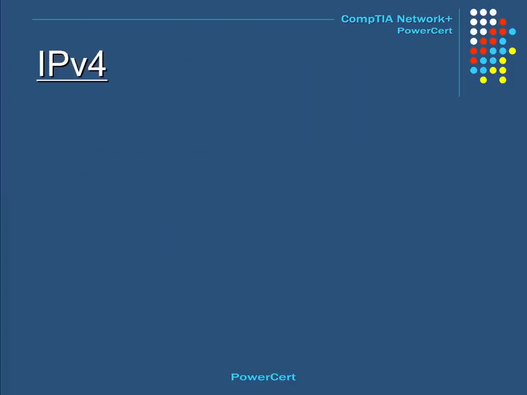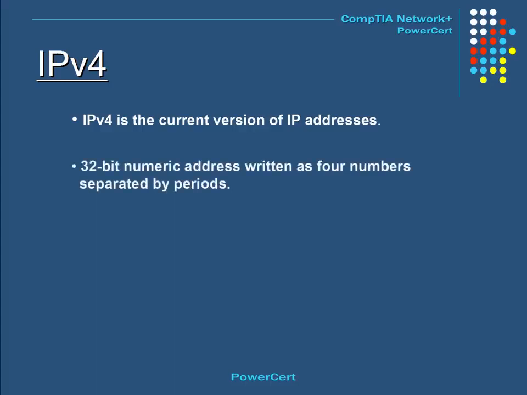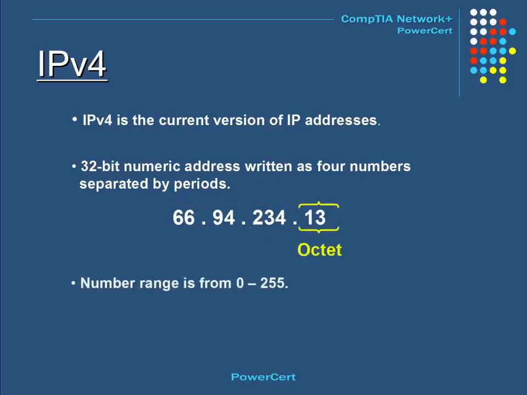IP version 4 is the current version of IP addresses. It's a 32-bit numeric address written as 4 numbers separated by periods. Each group of numbers that are separated by periods is called an octet. The number range in each octet is 0 to 255. This address version can produce over 4 billion unique addresses.